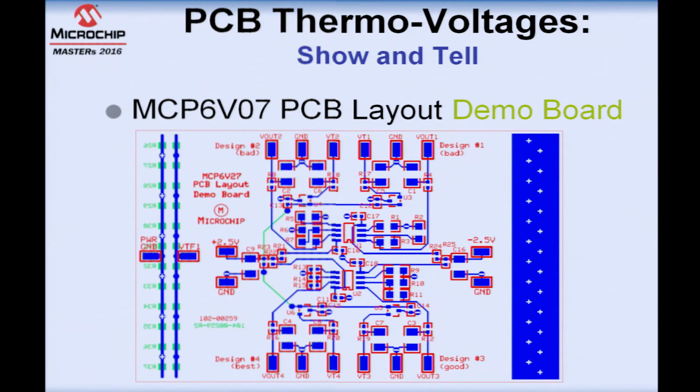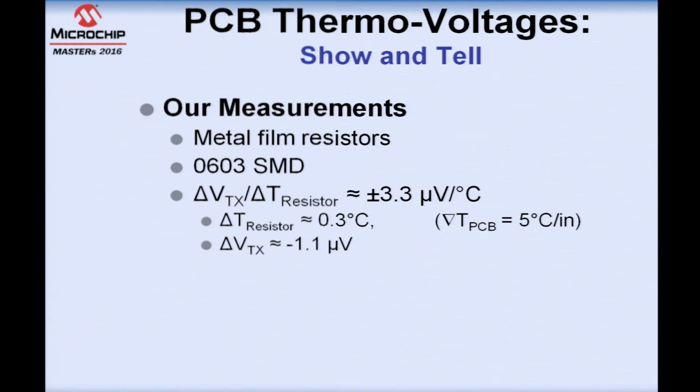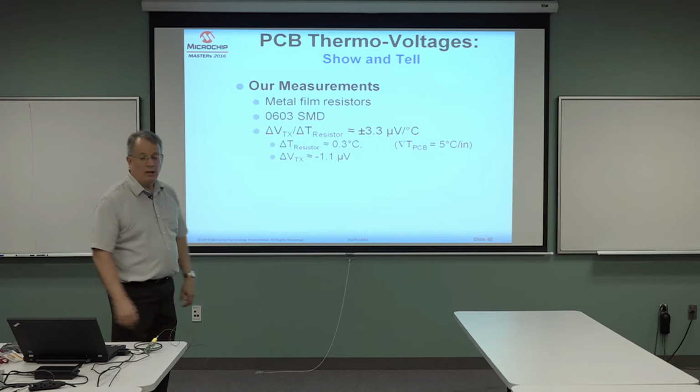The results prove that. But the result that is probably most interesting is that when I measured the good one, I had a 0603 surface mount resistor, or resistors, 3 of them. And as I measured the effect, the change in temperature across the resistor was 0.3 degrees. So my trick of heating the board created a change of 5 degrees C for every inch distance. That's a fairly high gradient. So I got 0.3 degrees C across the resistor, and I was able to measure a 1.1 microvolt change. So that produces the coefficient of 3.3 microvolts per degree C. And so this is a measured data point.